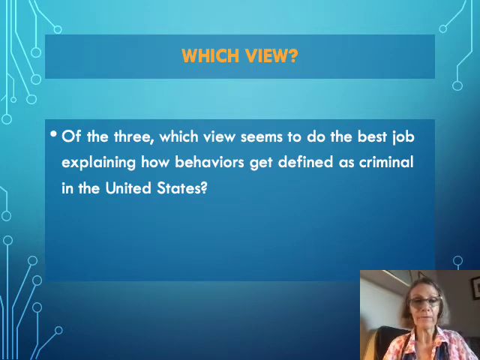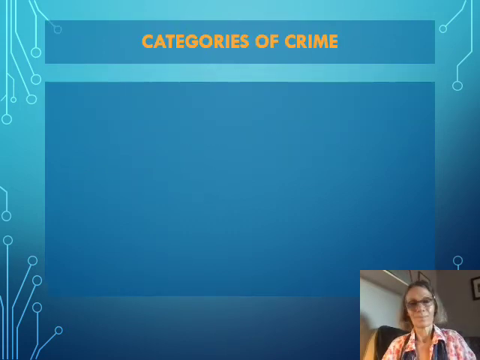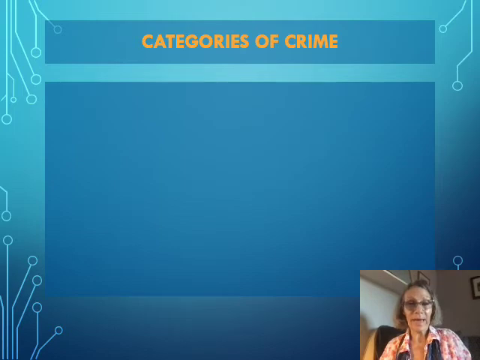There's probably some behaviors that are defined as crime that are best explained by the interactionist perspective. Other behaviors that are defined as criminal might be better explained through the consensus view, etc. So it's very possible that all three combined help us get a broad and robust understanding of why behaviors are defined as crimes. Okay, so let's learn about categories of crime.